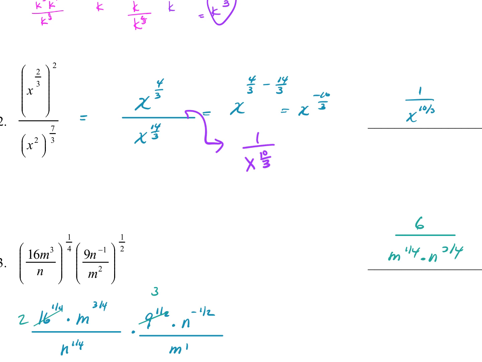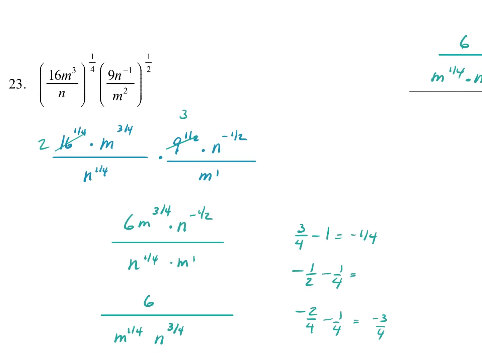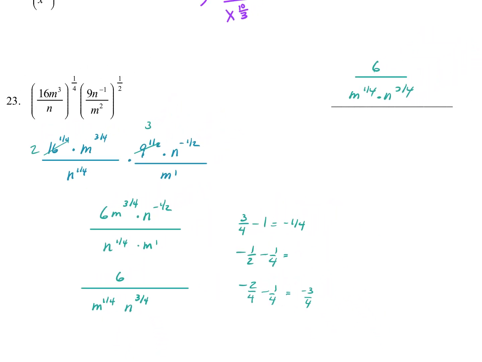Good on that one? Yeah. Okay, 23, you had to distribute. I'll zoom out on it, there it goes. You had to distribute the 1/4 to each term inside. So the 16 gets the 1/4, the m to the third gets the 1/4, and the n gets the 1/4. And then distribute the 1/2 to the 9, to the n, and to the m.